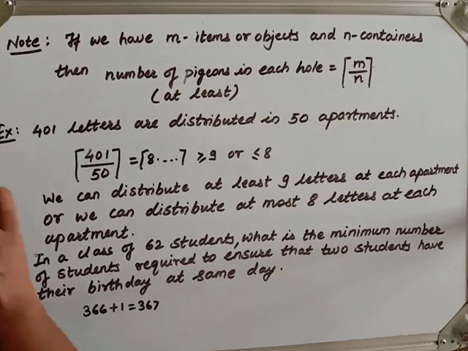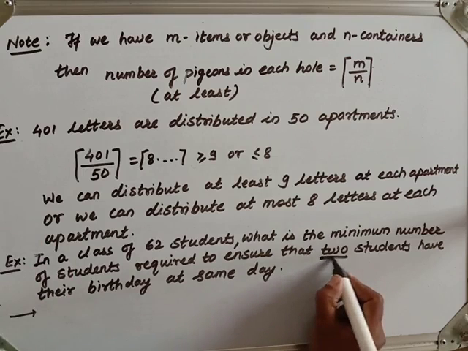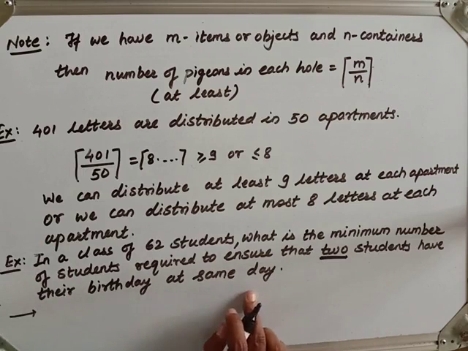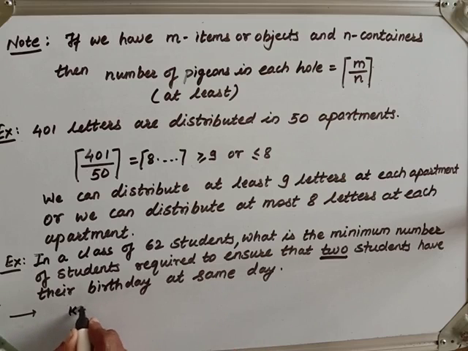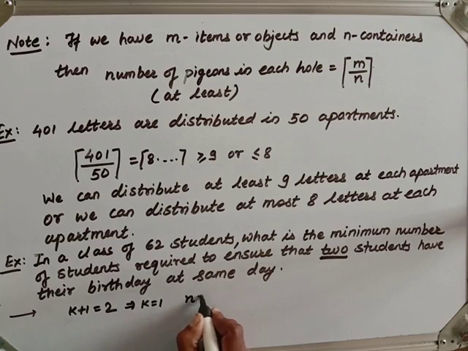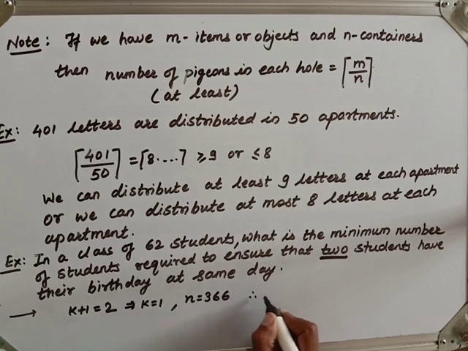Now the same question can be solved using the theorem we have written. We want 2 students having their birthday on the same day. So k plus 1 is equal to 2, according to the theorem, meaning we have to put 2 pigeons in k plus 1 places. That gives k equal to 1. But n is equal to 366. Therefore, we can determine kn plus 1, and that is our answer.